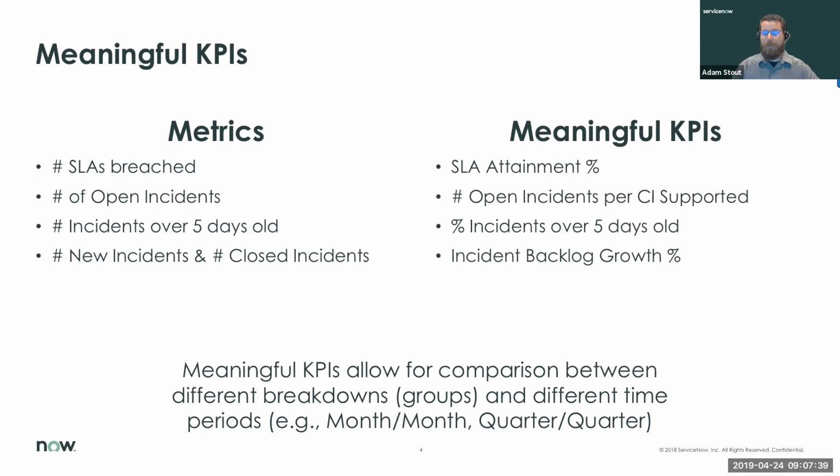But if I make these into formula indicators and create meaningful KPIs, like SLA attainment percentage, the number of open incidents, they don't all have to be percentages, but it's normalized. The number of open incidents per CI supported, per user supported, backlog growth percentage. I now can take those same metrics that I have, those same automated indicators, and compare them. Every team has the same number. I can have the same targets month over month over month, quarter over quarter, and I can understand who's doing their job well and who's not, and look at it to go, why is this team succeeding and this one failing? That's what we're trying to get out of performance analytics, not just I have 100 open incidents.